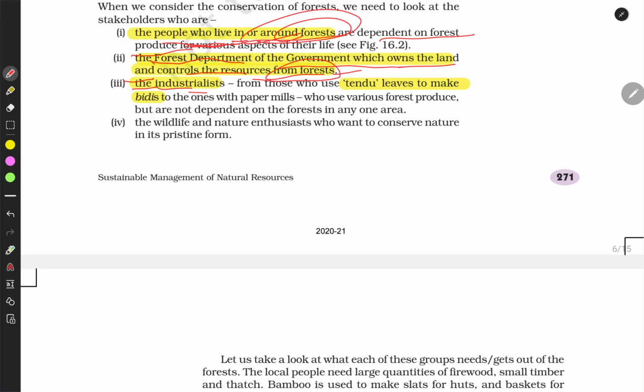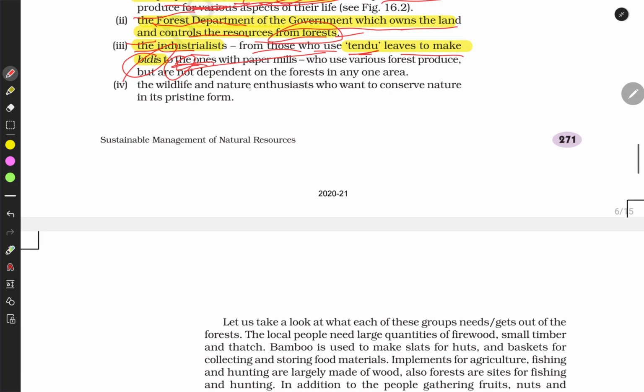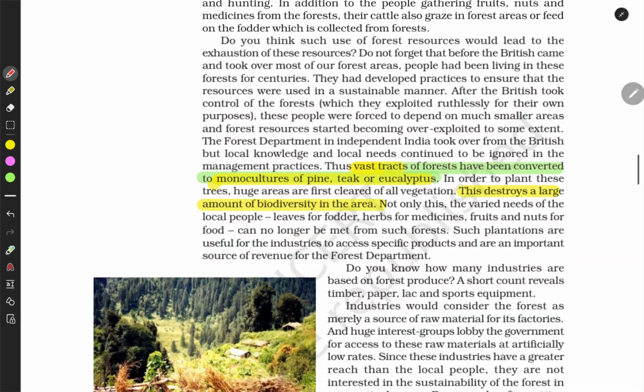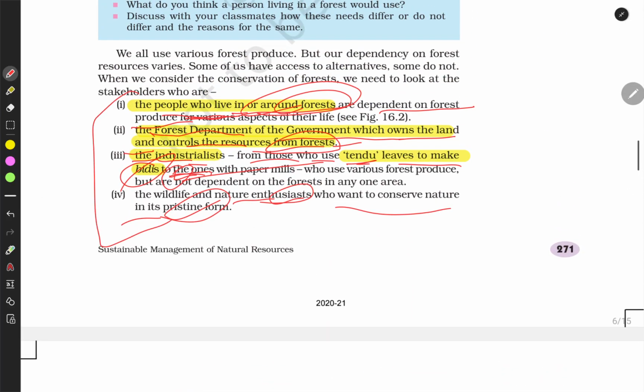The industrialists, like those who use tendu leaves to make beedies. So there are some leaves which are used in beedis and smoking products. The wildlife and nature enthusiasts who want to conserve nature in its pristine form. So these are the stakeholders. We can also think of more stakeholders.